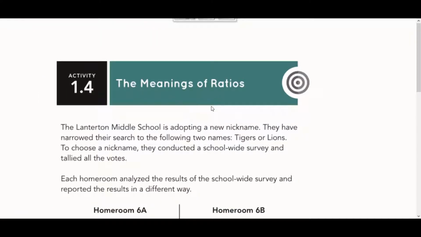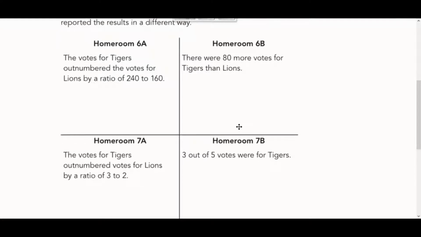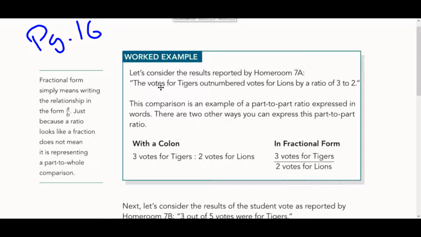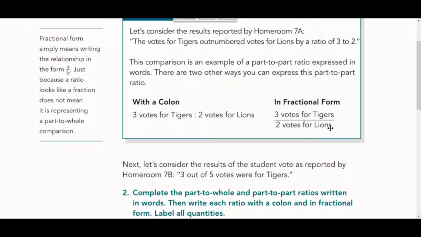And we turn the page, we looked at the situation where they're voting on a mascot, and we're going to use this, because they're talking about lions or tigers. So on this next page, this is on 16, you can write in word form using the word to, or you can use a colon. So 3 votes for tigers to 2 votes for lions. But in fractional form, it would be 3 votes for tigers over 2 votes for lions. They both mean the same thing. It's just one uses a colon, one uses a fraction bar.